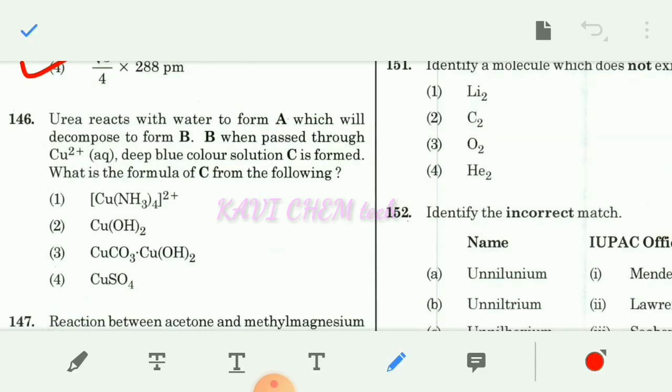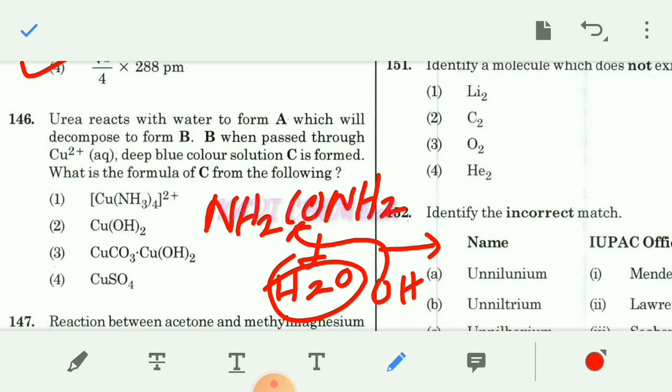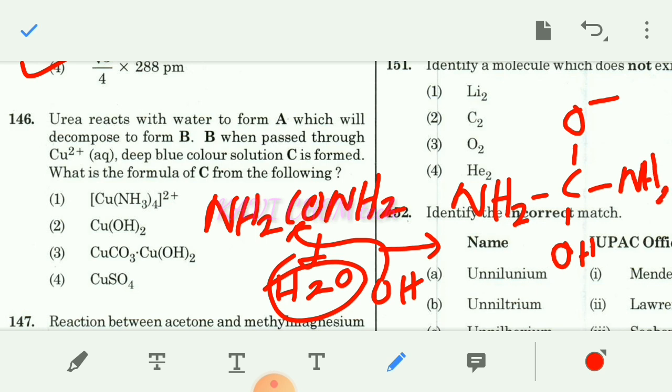Next 146, urea reacts with water to form A. So what is the formula of urea? Urea formula is NH2 CO NH2. Okay, when this urea reacts with water, this water contains OH minus, this OH minus will attack this carbon, so that you will get NH2 CO minus OH and NH2. Again this negative sign will come back and form the double bond, and NH2 will be released as NH2 minus.